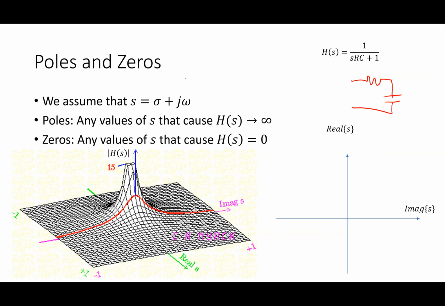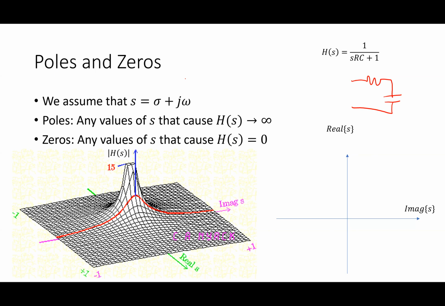That looks Greek. But what's the real part? What's the imaginary part of that expression? S is sigma plus J omega. So what's the real part? What's the imaginary part? Sigma is the real part. What's the imaginary? Omega, not J omega. Omega is the imaginary part.